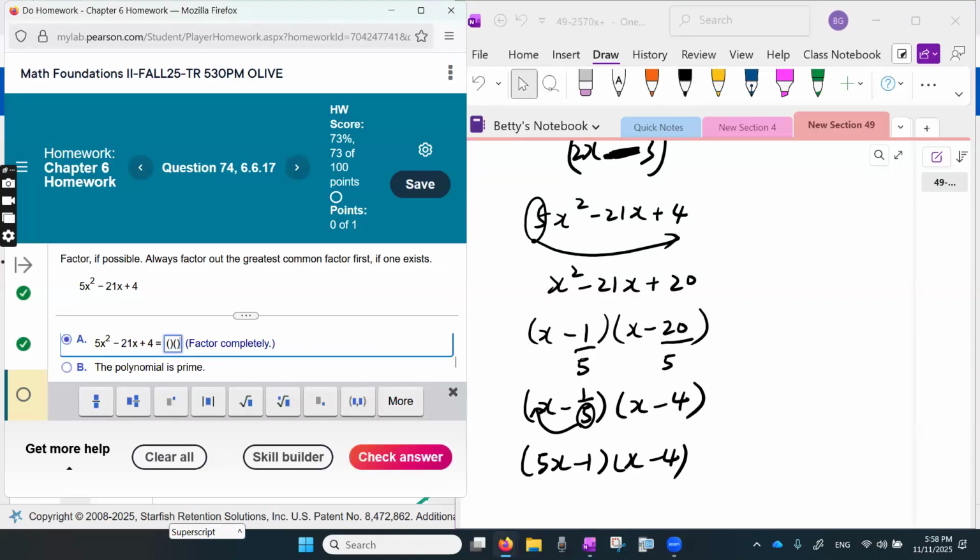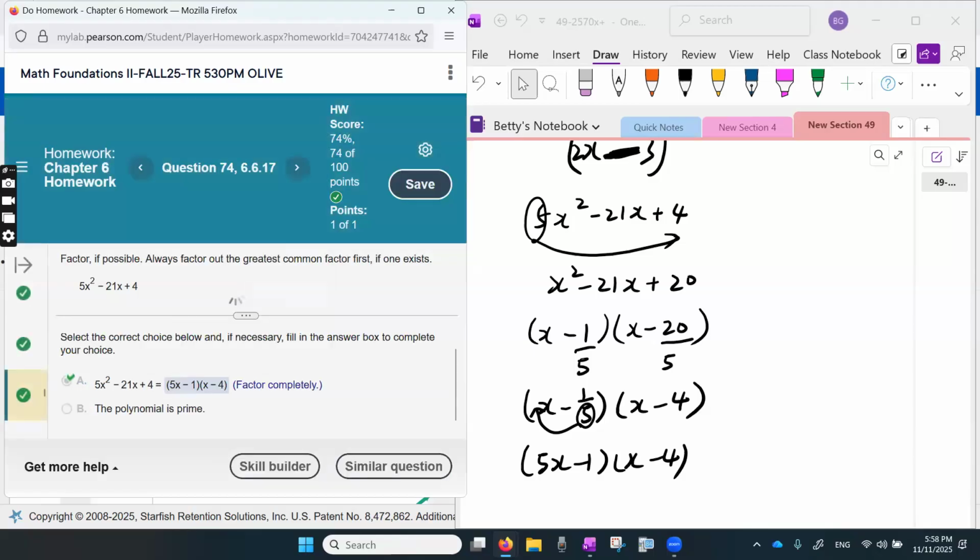Parentheses, parentheses. All right. So inside the first parentheses, 5x minus 1, and x minus 4. All right. Yeah, slide divide slide method.